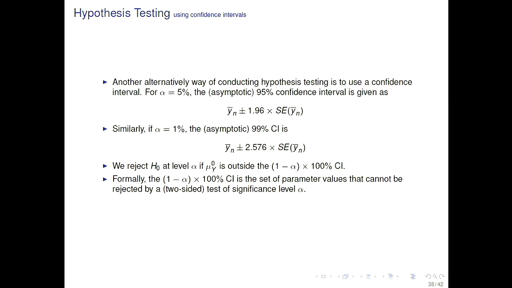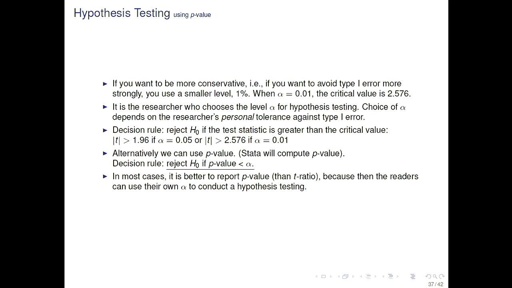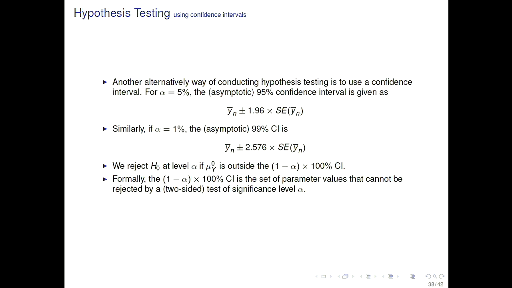Okay? So p-value is one way to conduct hypothesis testing. And another alternative way is to construct a confidence interval. So confidence interval is closely related to hypothesis testing in the following sense. If your significance level is 5%, then the relevant associated confidence interval is 95%.